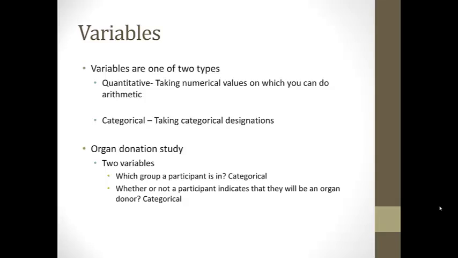While the researchers in the organ donation study did not measure any quantitative variables, variables like the height of each participant or the age of each participant are simple examples of quantitative variables that the researchers could have used.